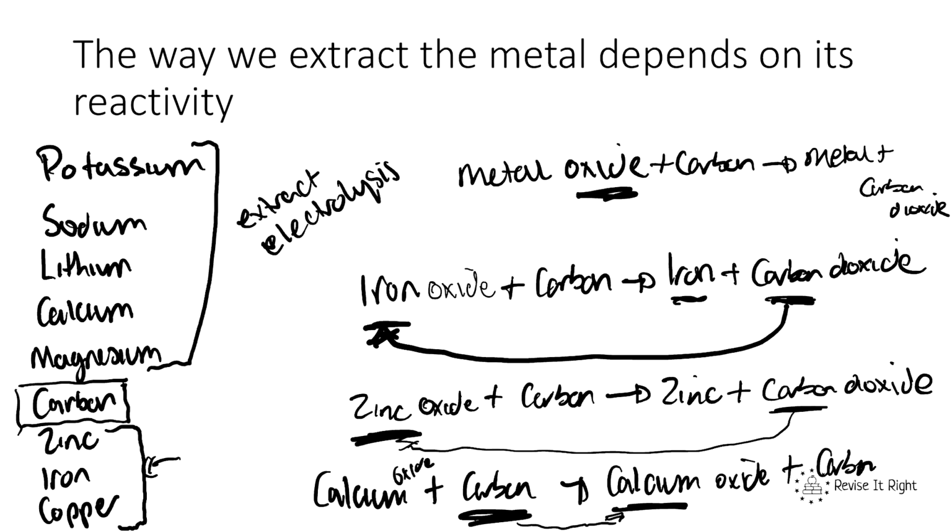Okay, so just remember that for elements that are less reactive than carbon, we can use reduction with carbon. For elements that are more reactive, we can extract them using electrolysis, and we'll talk about that in the next video. And the general word equation for a reduction reaction with carbon is the metal oxide plus carbon produces the metal on its own, but only if it's less reactive than carbon, plus carbon dioxide.